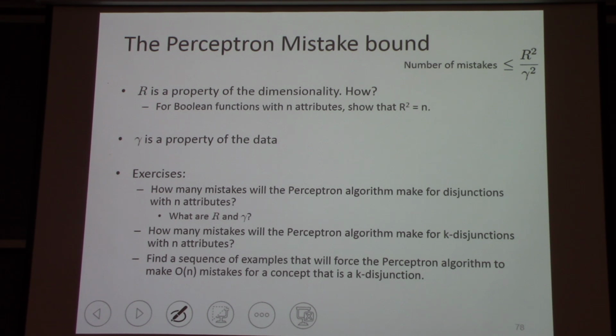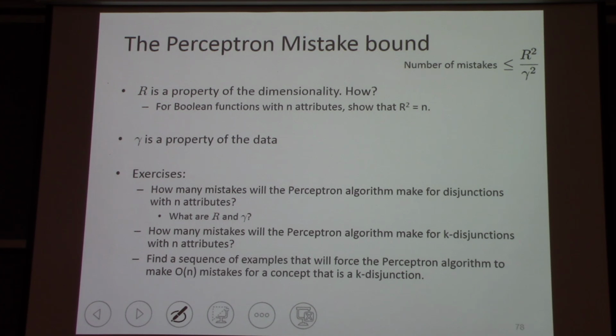So a few examples that you should try out. Say you have disjunctions. Try to instantiate these values of R and gamma. And just to make it very simple, pick two-dimensional data points. Consider the disjunction x1 or x2, and on paper try to compute the value of gamma for that data set and try to generalize that to arbitrary dimensionality. Try to think about how many mistakes this algorithm will make on k disjunctions.